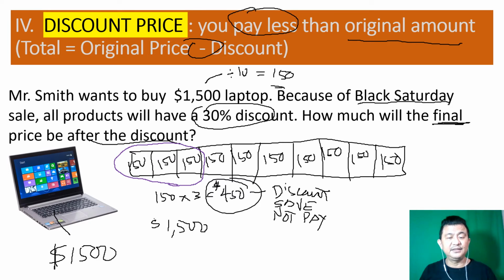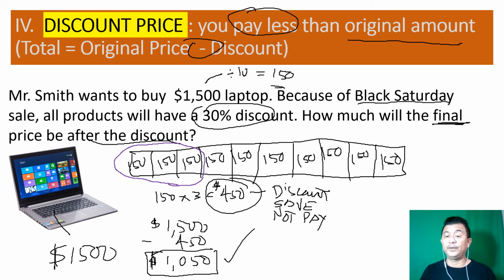$1,500, minus the $450, you will get $1,050. Wow. It's cheaper now, right? So you save the $450. Oh, by the way, if you use this method, check this out. If you're not paying this 30%, therefore you're paying, look at this, the remaining amount here.